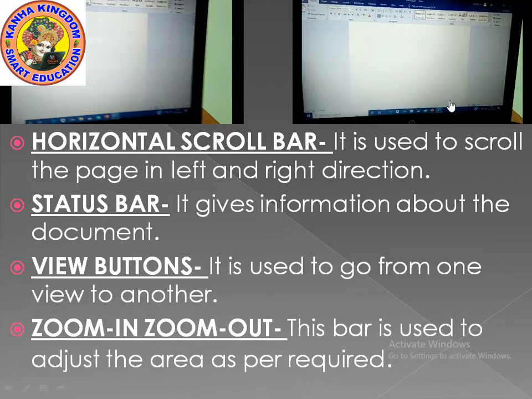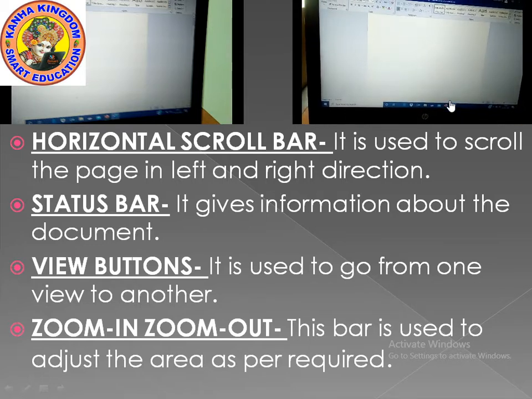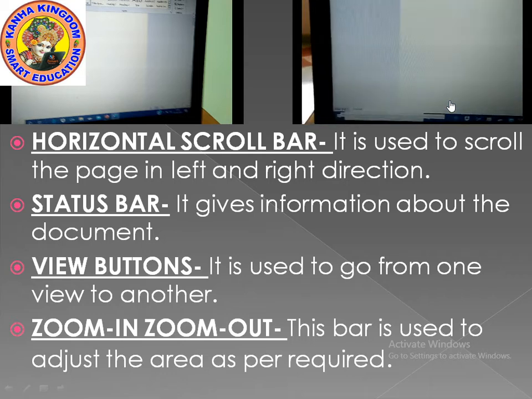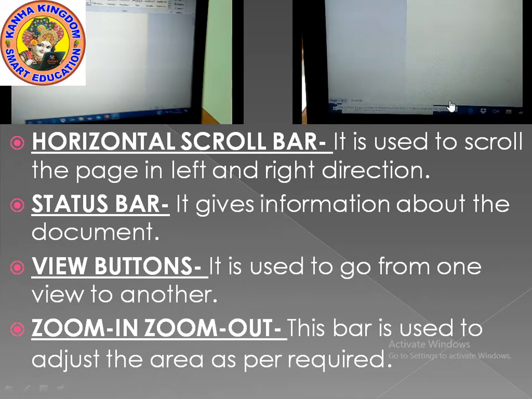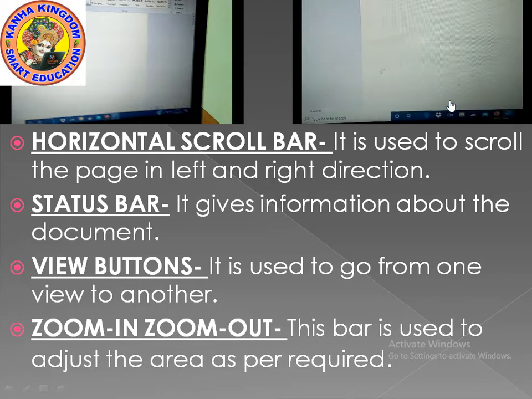Now students, what is the status bar? This is the status bar. See my mouse pointer moving. This is the status bar, page 1 of 2. Can you see? This one, page 1 of 2. It gives you the information about the document, that means how many pages you have worked on. Since I have written no words, that is why it is written here 0 words, because there is nothing written in this blank space.